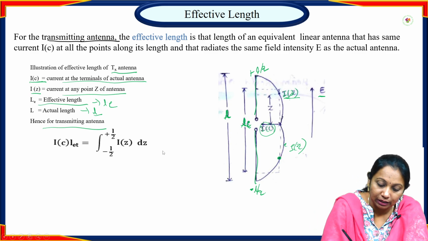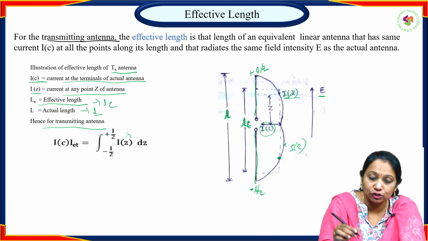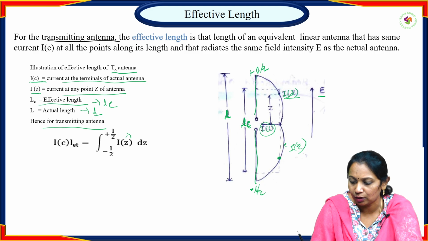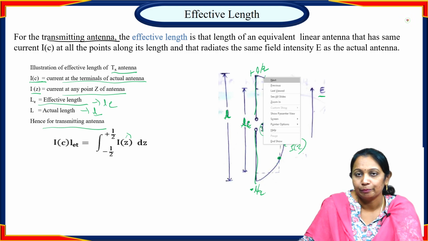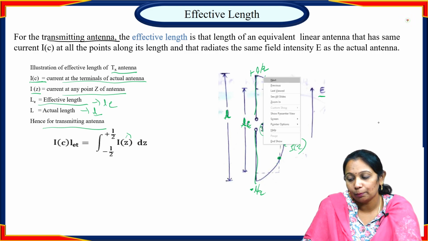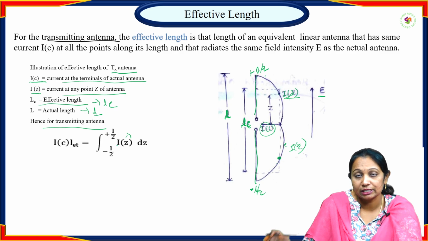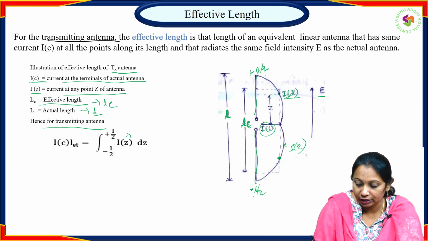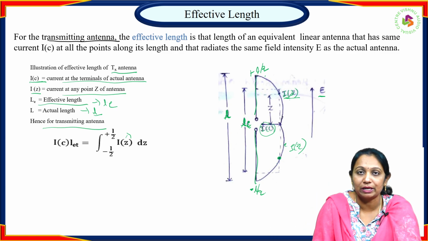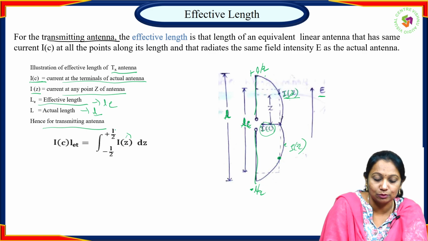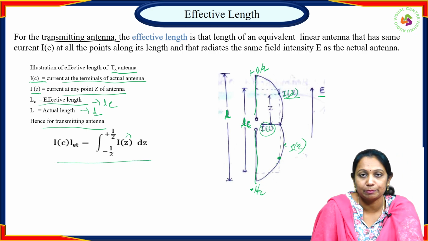So what does it represent? I of Z is the current distribution at any point, somewhere here or there. So this is the sum over all points, which is why I have taken the integration. Here my length is from minus L by 2 to plus L by 2. To represent this, I have written this expression.